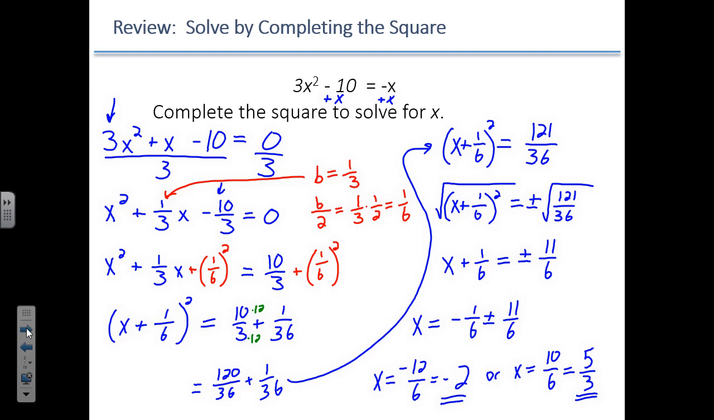Looking forward into our topic for today, we would have been able to tell that we were going to get two solutions and that they'd be real way back here when we had our initial quadratic, and we're going to see at the end of our topic today why that is.